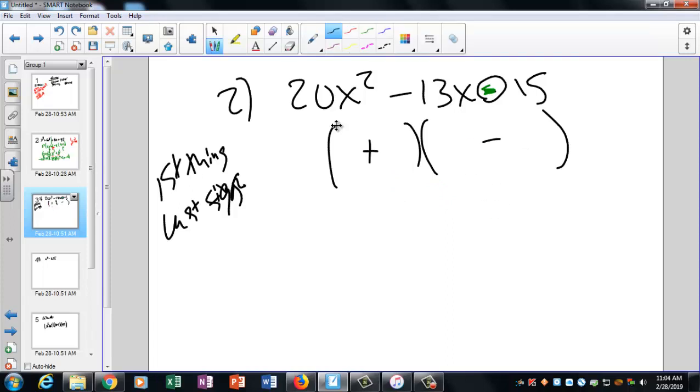So we put a plus and a minus. Now, we've got to get 20x squared. And this is where, if you don't know your multiplication tables, this is when it starts getting really tough for you.